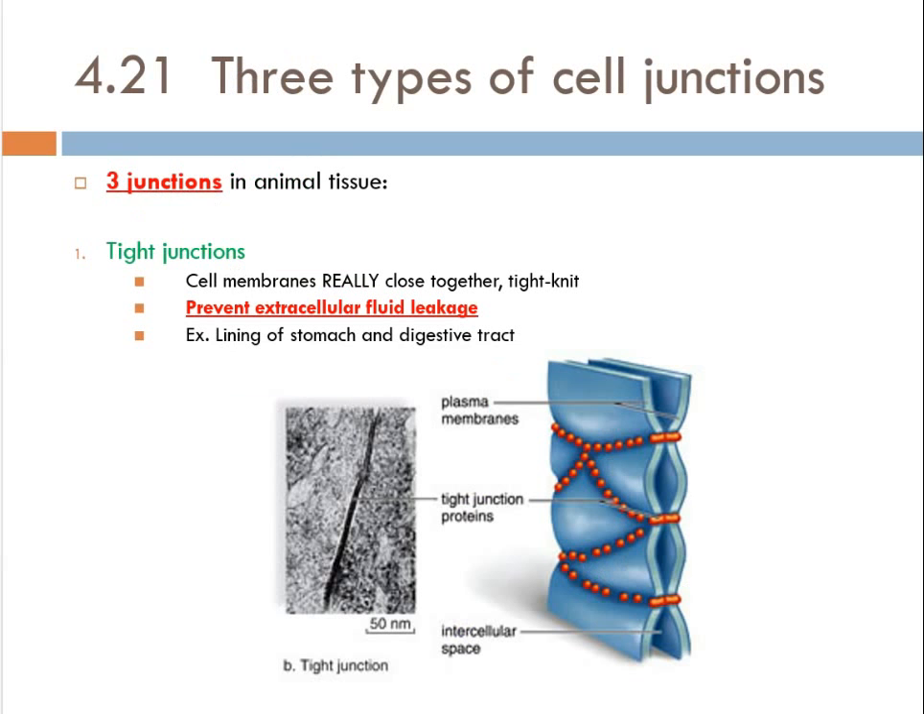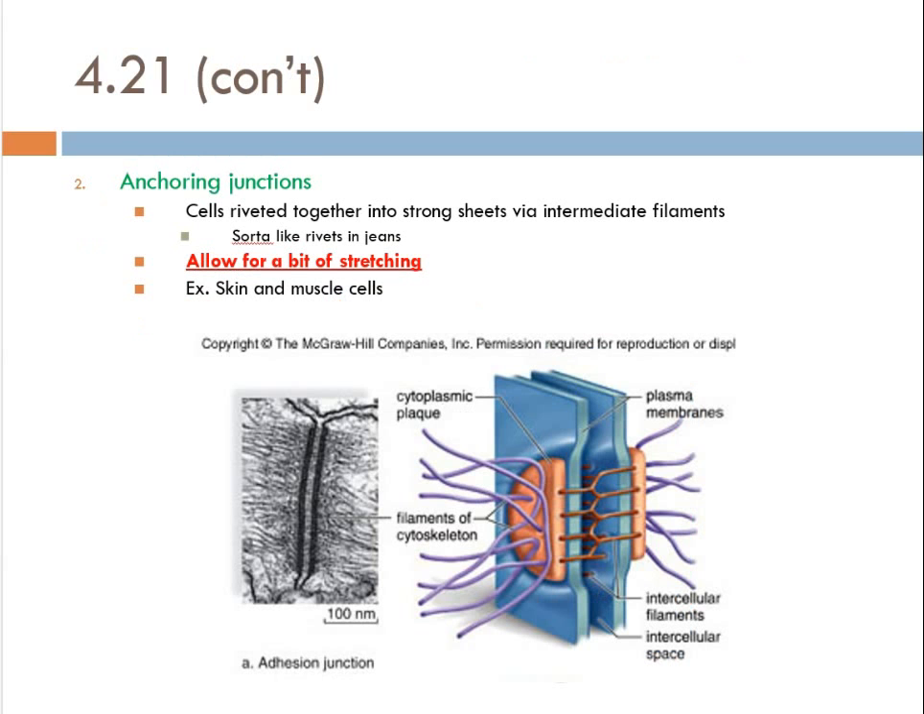So the first one is called tight junctions. They're cell membranes that are really closely knit together, and they basically make it so cells can sort of attach to each other. So cell number one will tightly hold to cell number two.